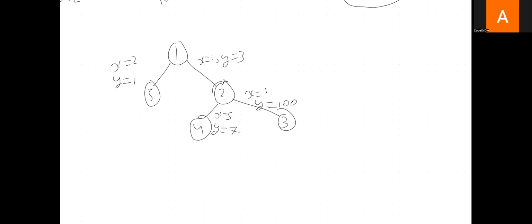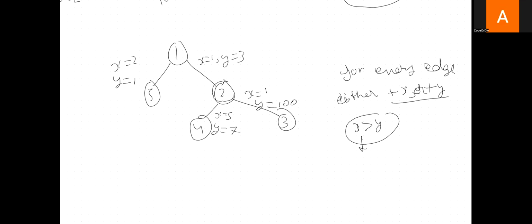So for every edge, either x is the contribution or y is the contribution. So for every edge, we'll get either plus x or plus y. The answer is very simple. You want to maximize the contribution. So if x is greater than y, then you will want x to be the contribution. Else, if x is less than y, then you will want y to contribute.